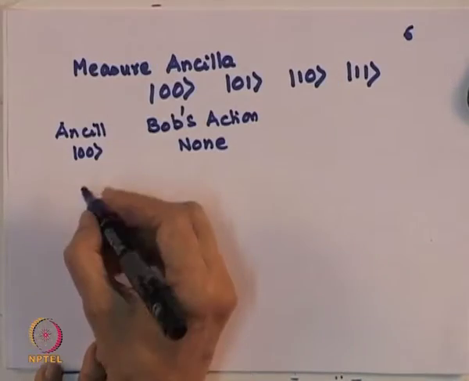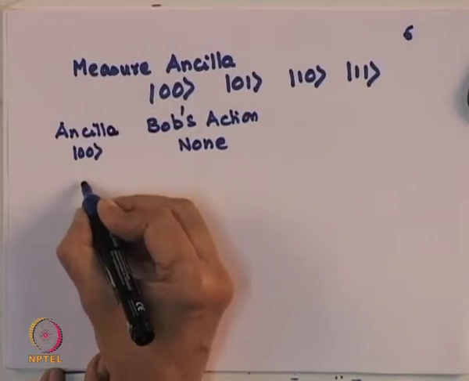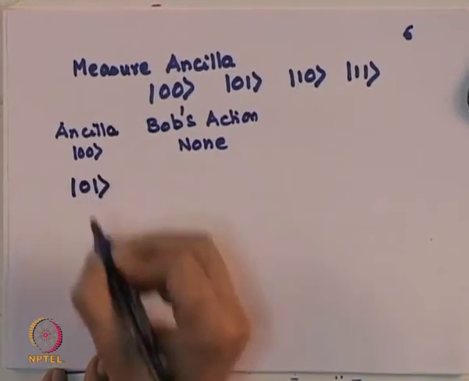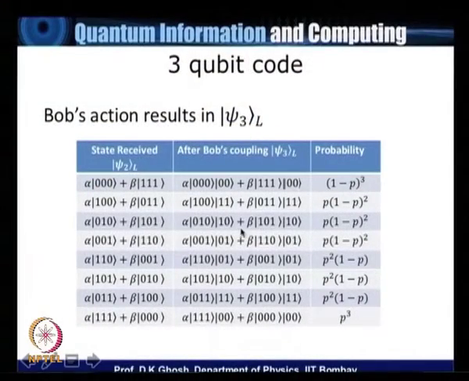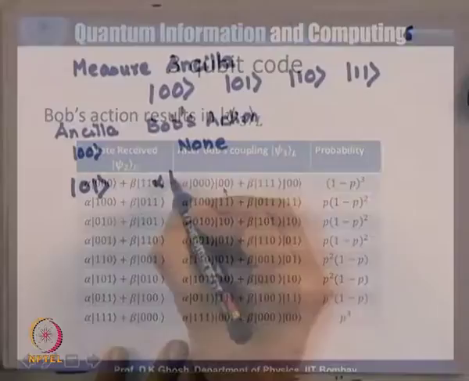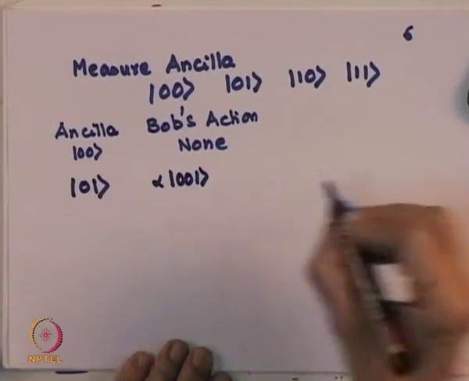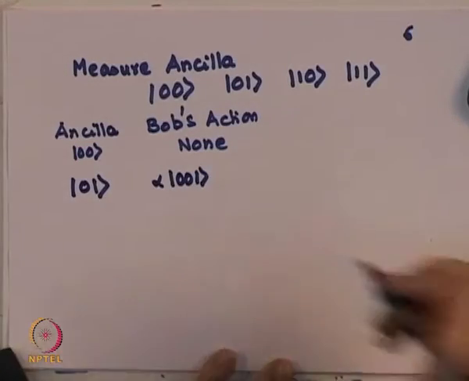Now let us look at, supposing the ancilla bit was 01. I will not do all of them, but this is an illustration. Look at where 01 is for the ancilla bit. So my ancilla bit is 01 in this case, which is alpha 001 plus beta 110.